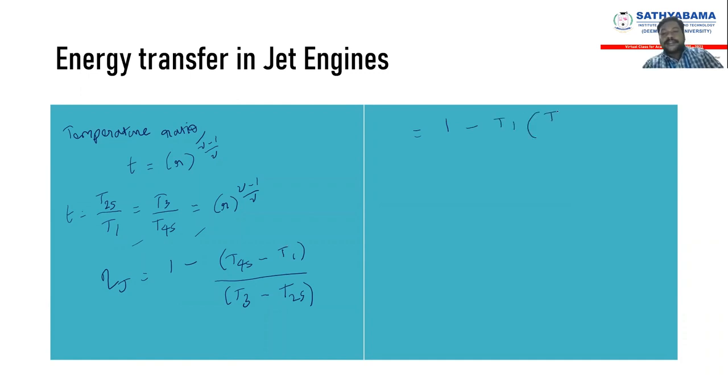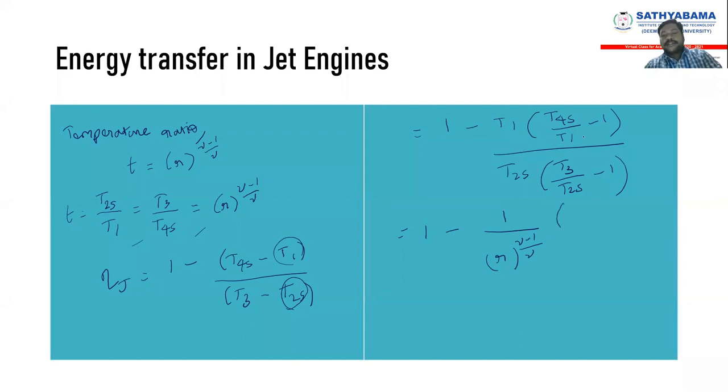Now what do we get? T4S by T1 minus 1, divided by T2S. Now I am considering only the two terms. I am going to take T2S out as common outside. So T3 by T2S minus 1, equal to 1 minus. What is T1 by T2S? T1 by T2S is nothing but 1 by R to the power of gamma minus 1 divided by gamma, right?